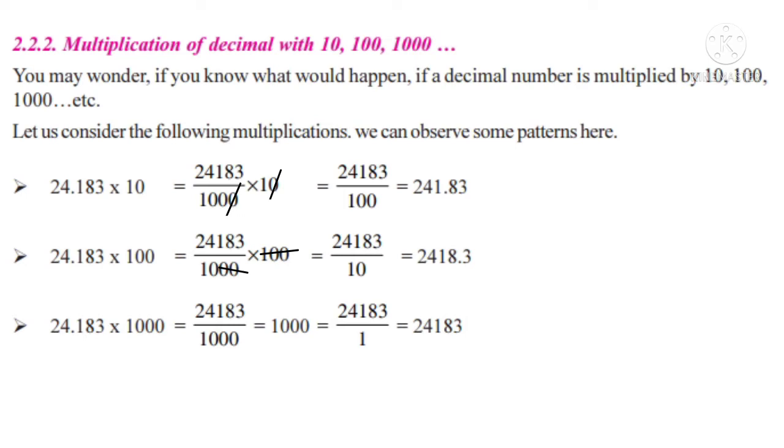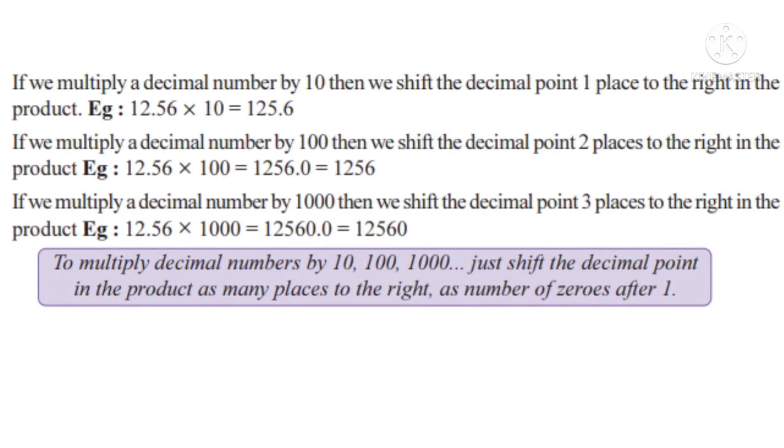Now third, 24.183 into 1000. Since there are 3 decimal places, we should write 3 zeros after 1 in the denominator, that is into 1000. Both 1000s get cancelled. Then we get 24,183 by 1, which gives 24,183.